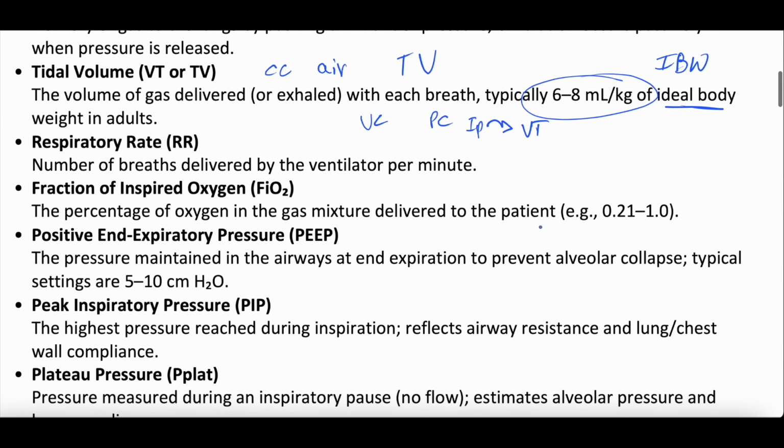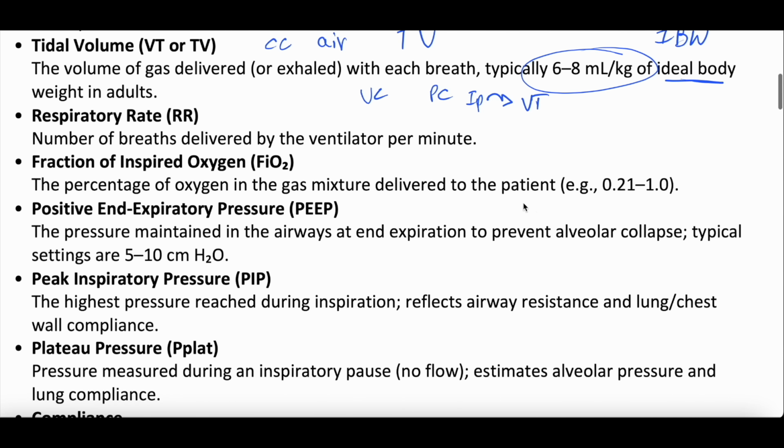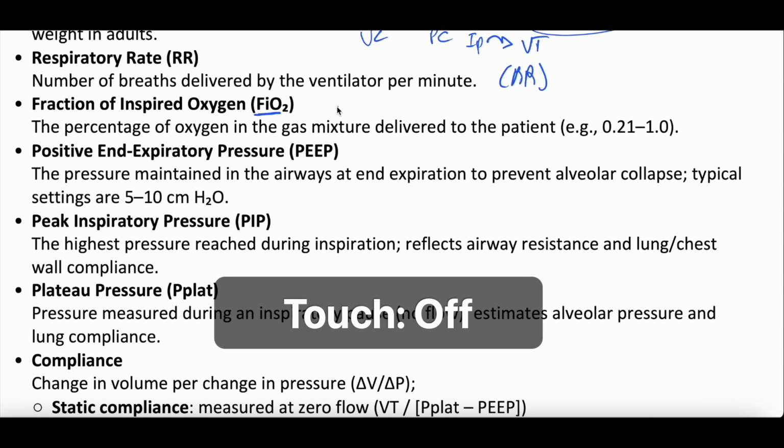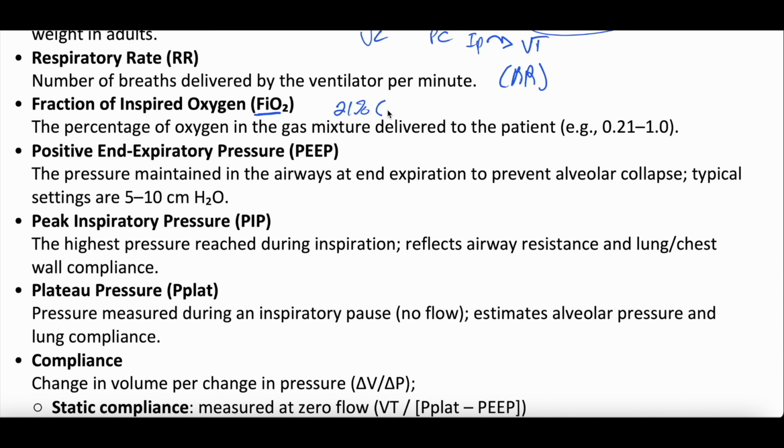The respiratory rate, this is the number of breaths delivered by the ventilator per minute. We set this. This is the respiratory rate. It's breaths per minute. Fraction of inspired oxygen, also known as the FiO2. This is the percent of oxygen in the gas mixture that's being delivered to the patient. This is often what we set. It goes from 21%, or 0.21, all the way to 100%.